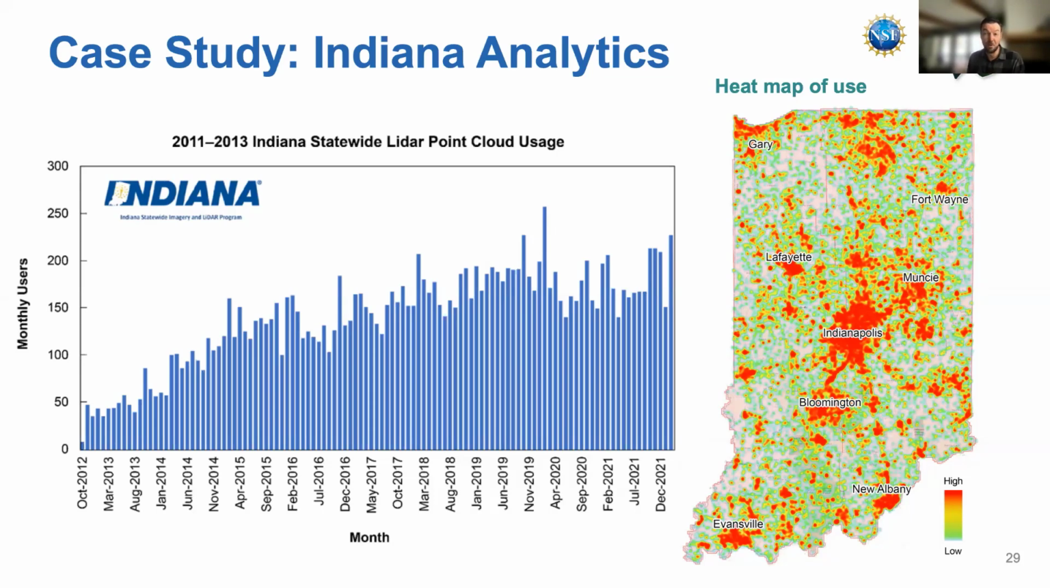And this heat map is available for every single data set in OpenTopography. So there's a little button in the upper right of the map that says view heat map. And we compute these on the fly so you can see where people are using data.